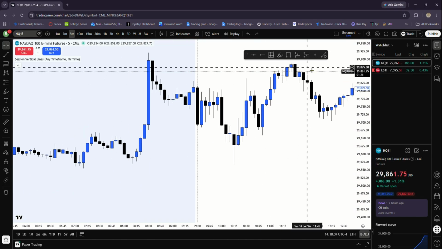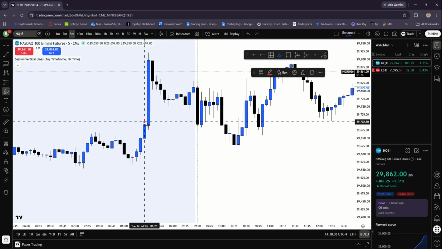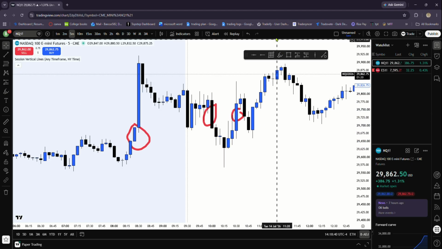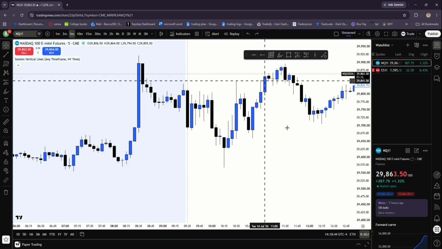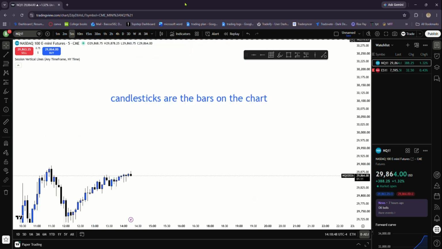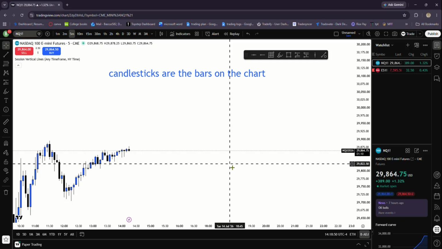These bars on the chart. If you guys still don't know what I mean, pay attention. These bars on the chart, all right? Don't worry about the lines, right? The lines are called something else. We will get into that in another video. But these bars on the chart are called candlesticks, right? So that's the first thing you guys can note down in your books.